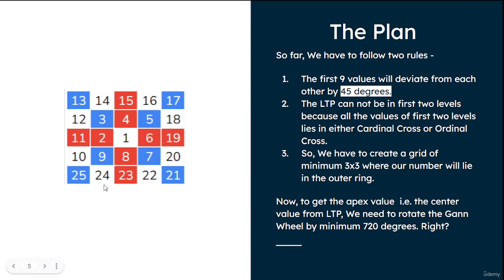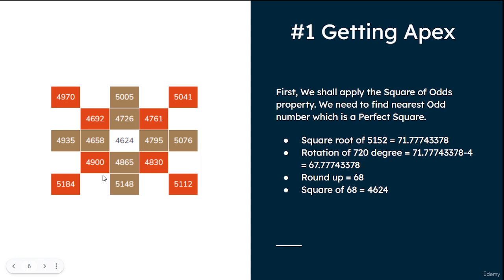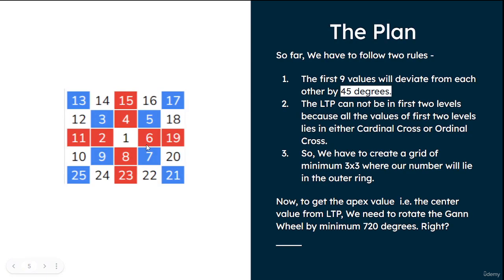It has to be in the third line. So we have to create a grid of minimum 3 by 3 where our number will lie in the outer ring. So it will be easier to visualize.